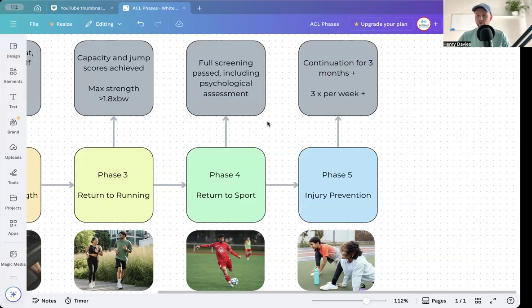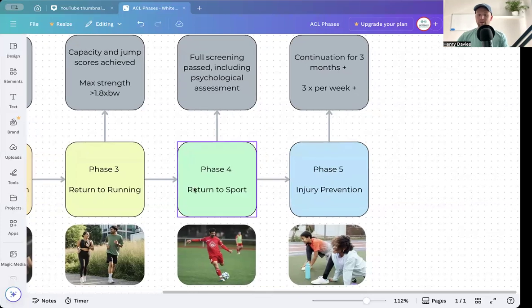So what you're typically looking for in the ACL assessment with the Melbourne protocol is 95 out of 100 in this composite score system. So if you pass all of that, you're good to go and you can return to sport, which is amazing news, obviously. But it doesn't stop there.